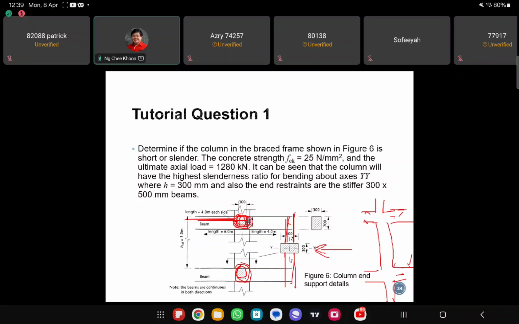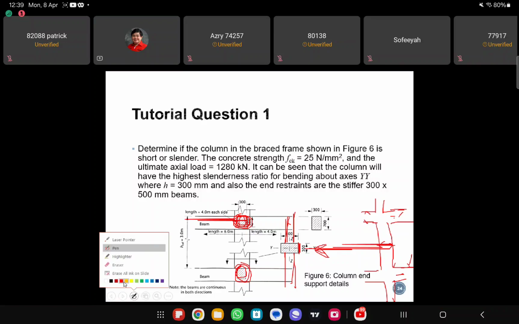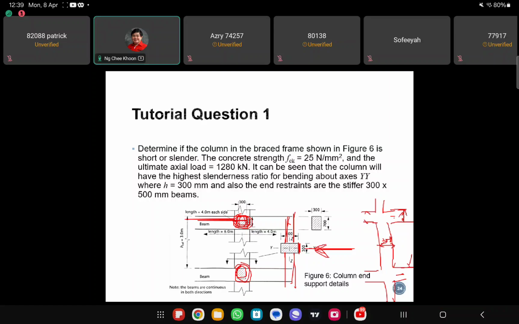Okay, so if you look from this side, then you see the 300 mm over here. So this is the 300 mm dimension over here. 300. Then this is a 500 mm deep beam. So the top and the bottom beams are all 500 mm deep, right?